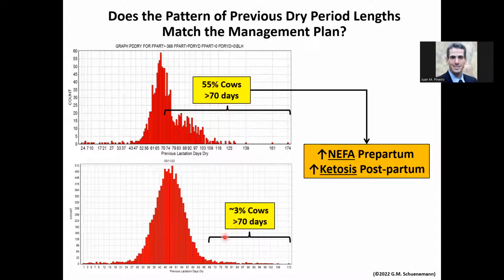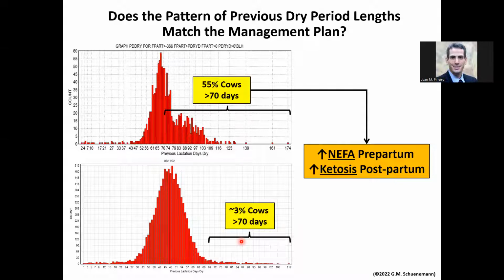Compared to the second farm, which has a rather short gestation, about 15 days shorter than this farm, there are very few cows that have more than 70 days. So it's about 3% of the cows, right? This is something that I definitely look at when I look at the maternity.